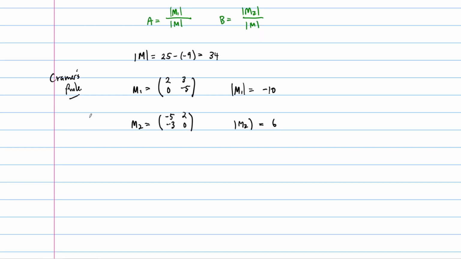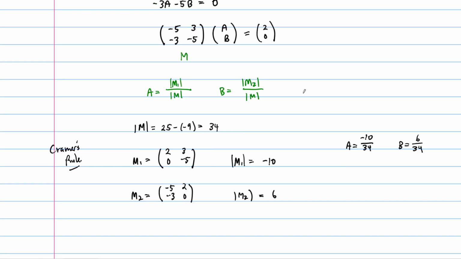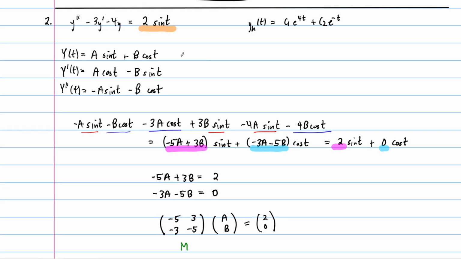If we believe this, then our coefficient A is going to be negative 10 over 34, and our coefficient B is going to be 6 over 34. And this tells us exactly how to write down our solution, because A and B are the coefficients of the sine and the cosine in our equation up here.